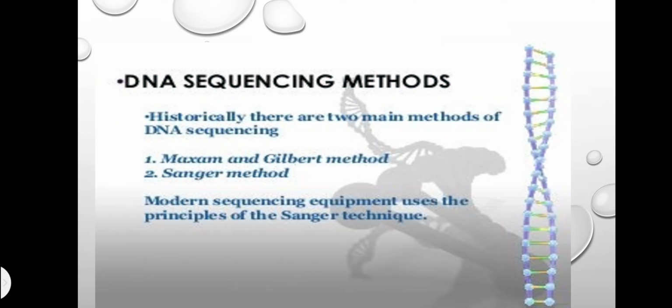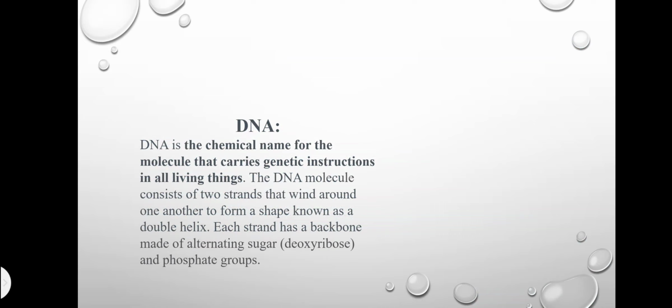Basically, DNA sequencing methods, historically, there are two main methods, as we said earlier, which include firstly the Maxam-Gilbert method and the second one is the Sanger method, meaning Sanger sequencing. Modern sequencing equipment uses the principles of the Sanger technique.